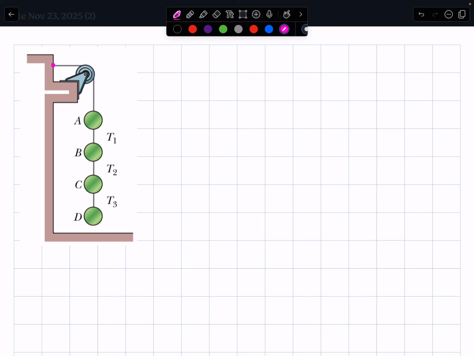Let's just say each of these masses are all identical, and they all have a mass of, who knows, 1 kilogram, right? And we want to find the tension in each of these strings. So there's T1, T2 is the tension in the string connecting B and C, and there's T3. And you know what, let's just call this T0, why not? That's the tension in this string right here.